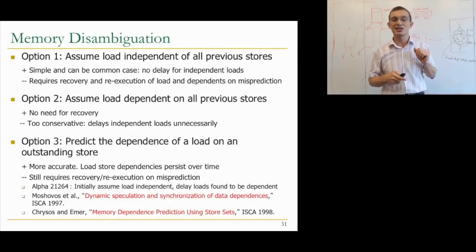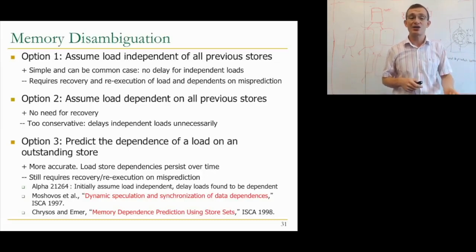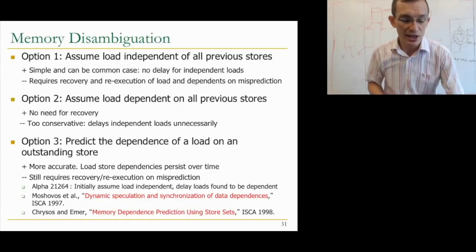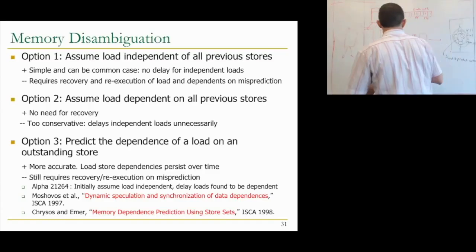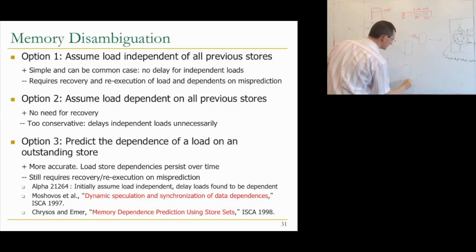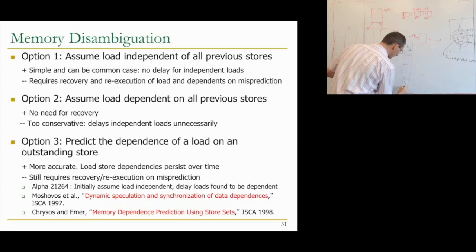The third option is more intelligent perhaps: predict the dependence of a load on an outstanding store. This is more accurate because it turns out load-store dependencies persist over time across tasks also. So if you have a single instruction window divided into these tasks, let's say task 0 and task 4, it may be that this is doing a store and this is doing a load, and this static store and this static load are always to the same address.